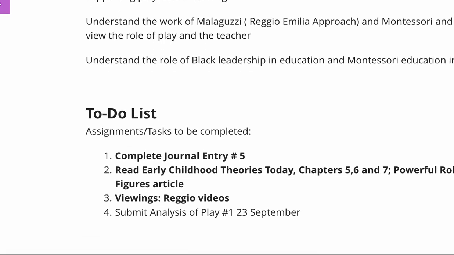So this week we're in chapters 5, 6, and 7 in Early Childhood Theories today. And the reason those are all read together is because these philosophies and play approaches have a lot of overlap and similarities, and then some things, of course, that are different. And different teachers pull different things from these strategies. So sometimes you'll hear centers say, we're a Montessori school or we're a Reggio school.